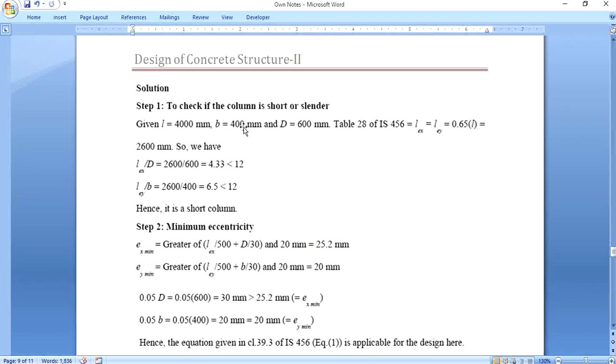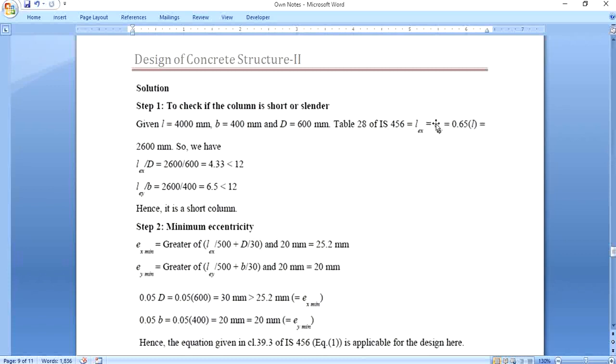Breadth they have given as 400 mm. Depth they have given as 600 mm. So from Table number 28 of IS 456, LEX and LEY is equal to 0.65 L. So what is this Table number 28?